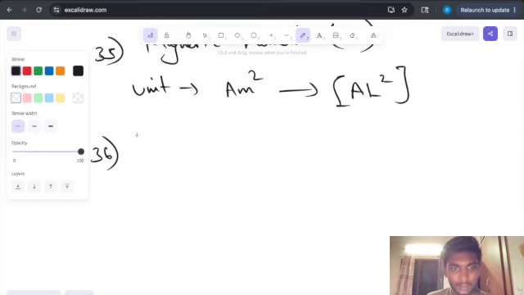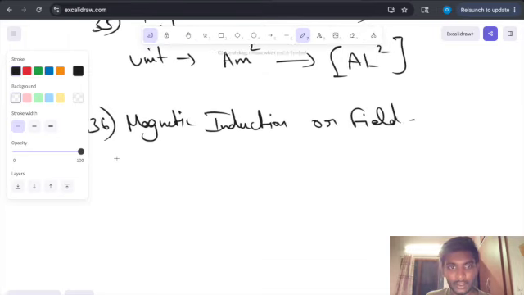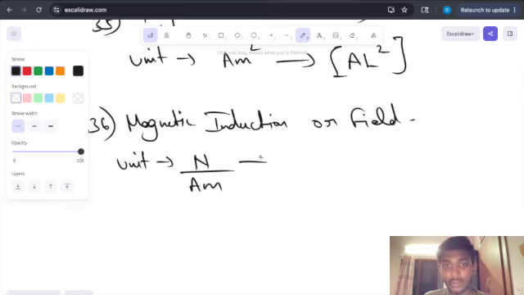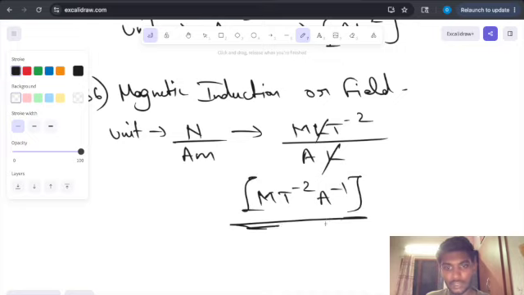Next will be magnetic induction or field. The unit of this will be Newton per ampere meter. I know Newton is a unit of force, so I should write the force dimension over there. It is MLT minus 2 by ampere, which is A, and meter is a length, so L and L will get cancelled. I'll be having MT minus 2 A minus 1. This is the dimension of magnetic field.